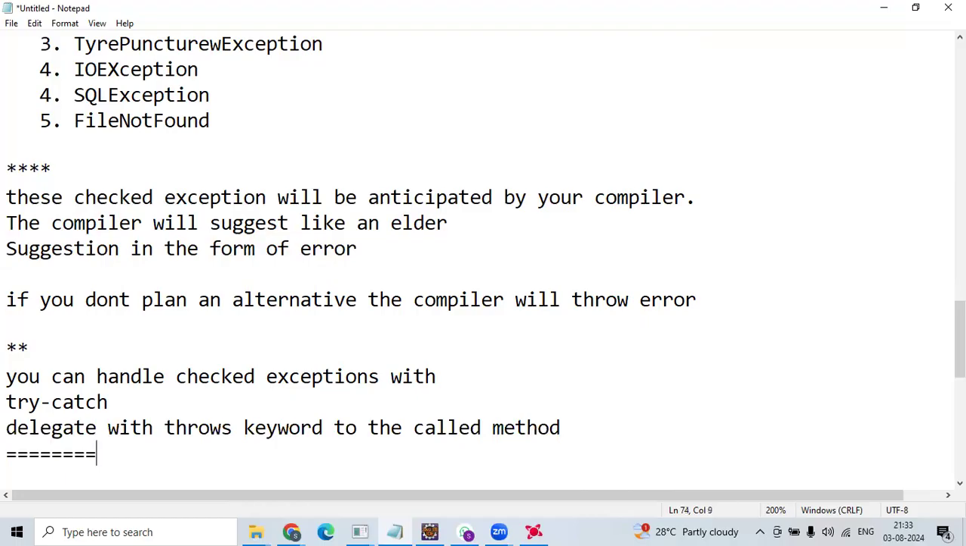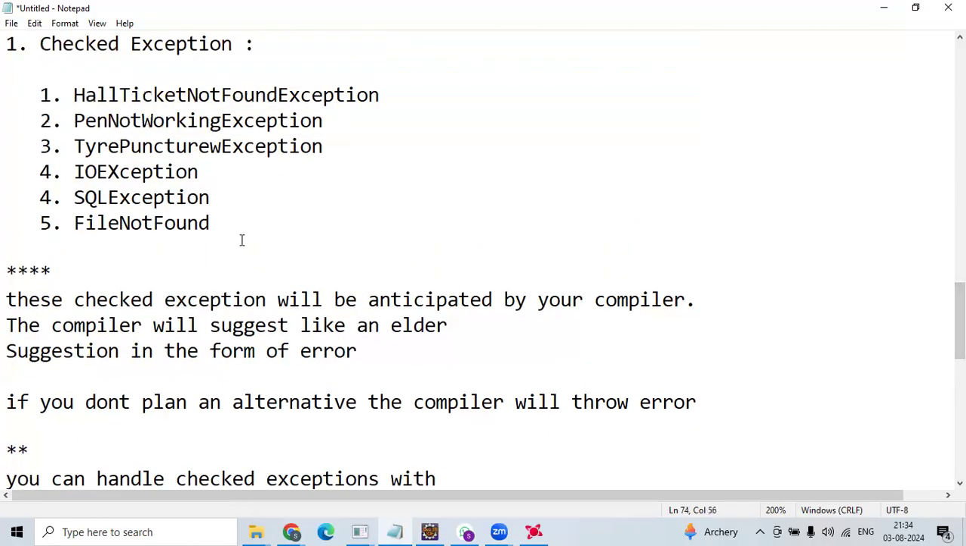Yes, this is the theory part of checked exception. Guys, am I making sense? Don't worry, try to remember these points. Once we start writing code, I can make you understand better. But at least this layman example is clear, right?